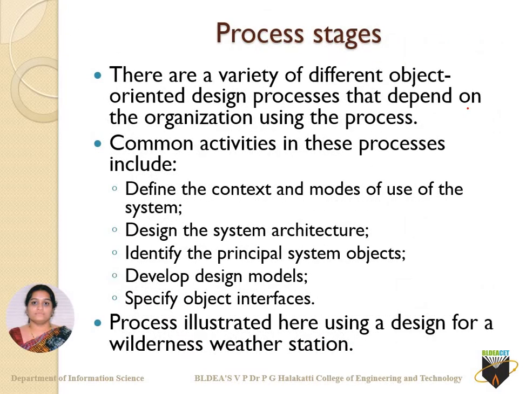So what are the process stages here? Whenever I say object oriented design using UML, what are the common activities included in this process? The very first one is you define the context and modes of use of the system. The second, you design the system architecture. The third, you identify the principal system objects. The fourth is you develop the design models. Then the fifth is you specify the object interfaces. These are the five activities which go one after another.